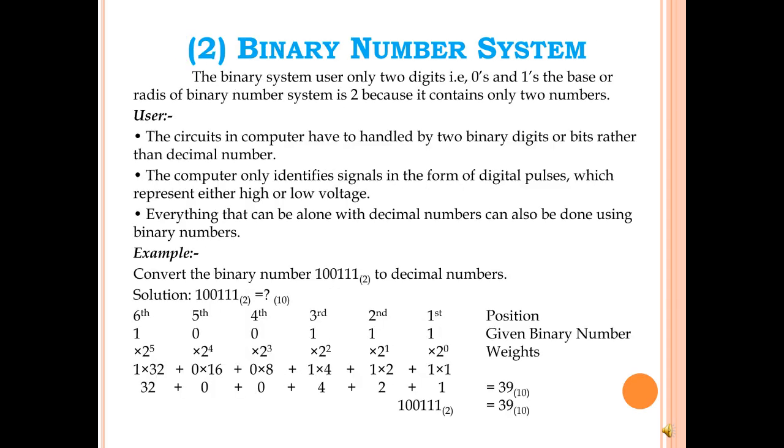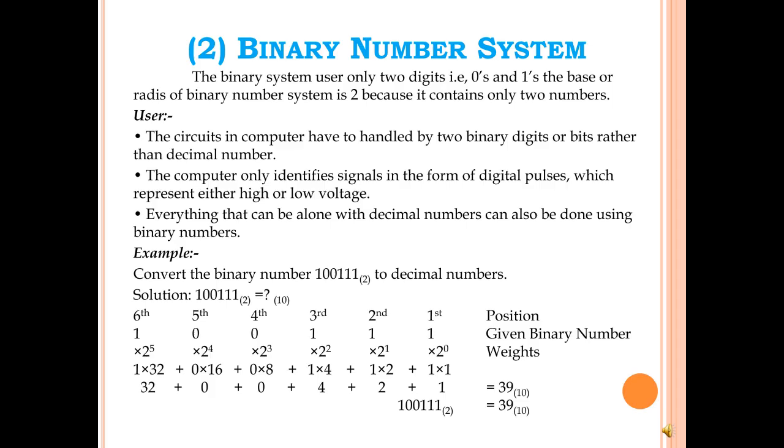We have the binary number system. The binary number system uses only two digits, that is zeros and ones. The base or radix of the binary number system is 2 because it contains only two numbers. The circuits in the computer have to be handled with two binary digits, or bits, rather than decimal numbers. This is one of the good reasons you can get to know. The short form of binary digits is known as bits.